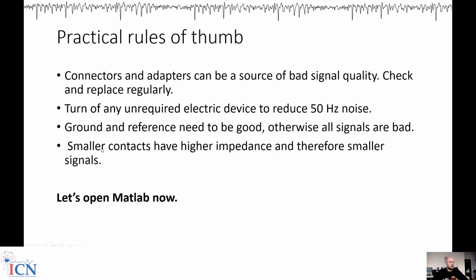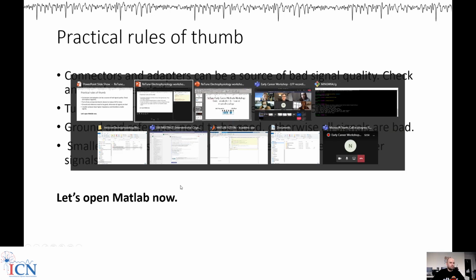The last thing that we discussed already: smaller contacts have higher impedance and therefore smaller signals. That is expected, but can also create some problems when re-referencing. For example, if you re-reference a small versus a large contact, you will be left with almost only signal from the large contact, because the impedance was lower and the signal amplitude is higher. All right, so we're going to switch to the practical part now. And I will open Matlab.